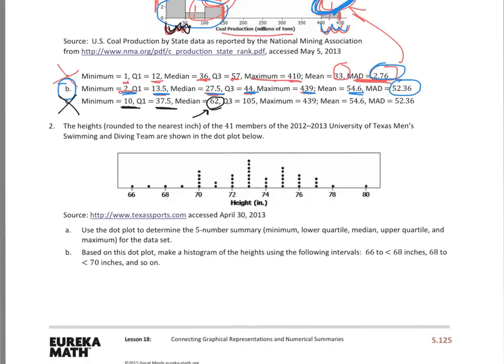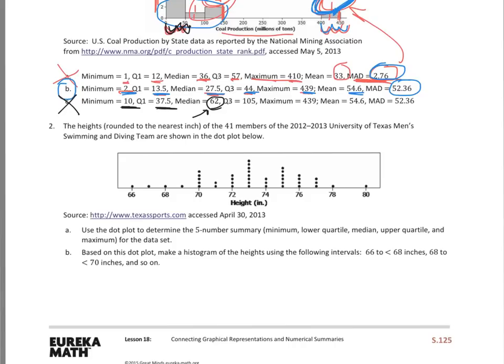Problem 2 says, the heights, rounded to the nearest inch, of 41 members of the 2012-2013 University of Texas men's swimming and diving team are shown in the dot plot below. So we have a dot plot. It's counting by ones, and they're just labeling every other one. Part A says, use the dot plot to determine the 5-number summary: minimum, lower quartile, median, upper quartile, and maximum for the data set.